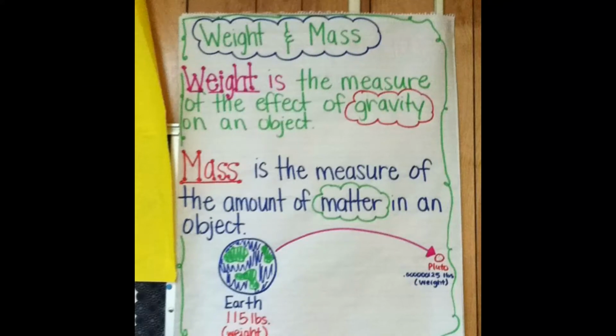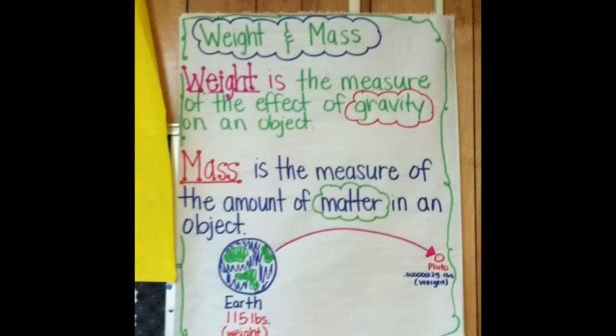So here's our weight and mass anchor chart. Weight is the measure of the effect of gravity on an object, how much gravity is pulling down on that object or towards the center of the Earth. Mass is the measure of the amount of matter in an object.